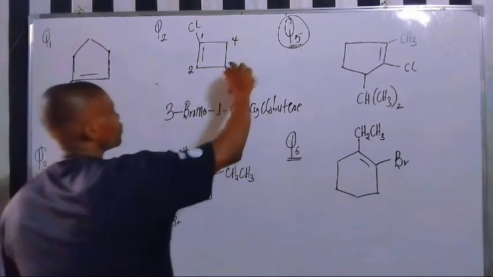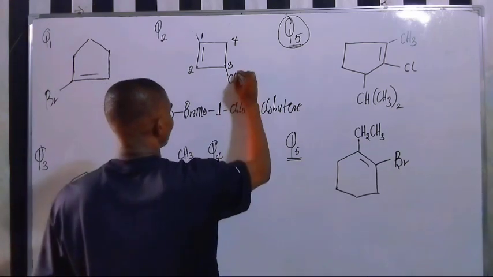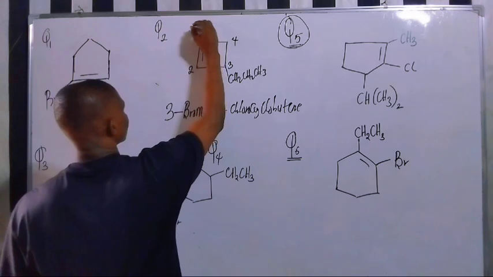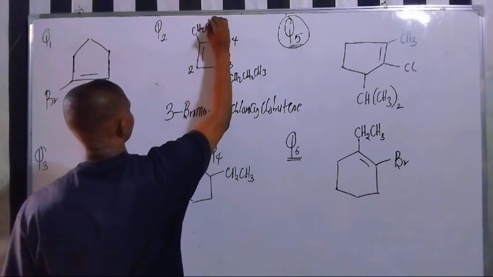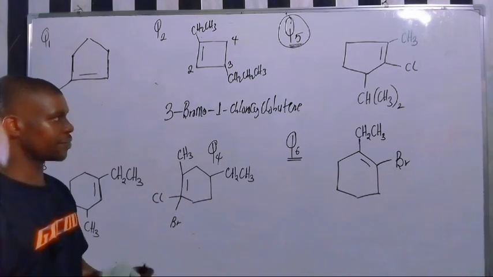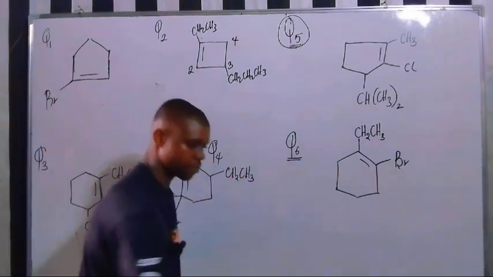Now, if I should remove this one here, let me just say I have CH2, CH2, CH3, and I have something like this, CH2, CH2. Go ahead and name this for me. What will be the name of this compound here? Leave it in the comment section here.